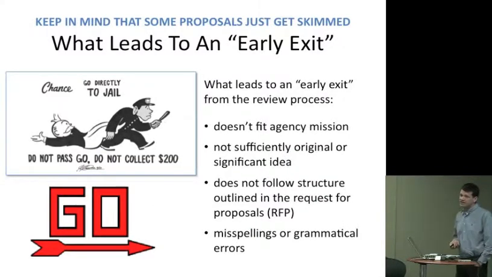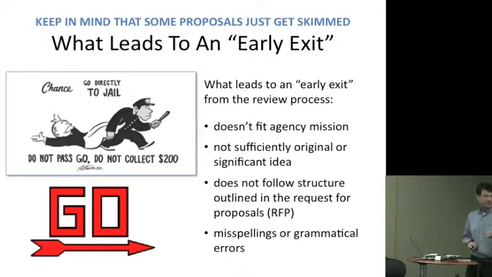So what makes you not pass go and do not collect your $200 from the grant company? Well, I came up with a list. The first is, it doesn't fit the agency mission. You're going to hear me say this again and again and again. And you're going to see when we rewrite this sample proposal how we do that. So really know your agency mission. Spend as much time researching who you're applying to as you're researching your topic. It's very, very, very important.